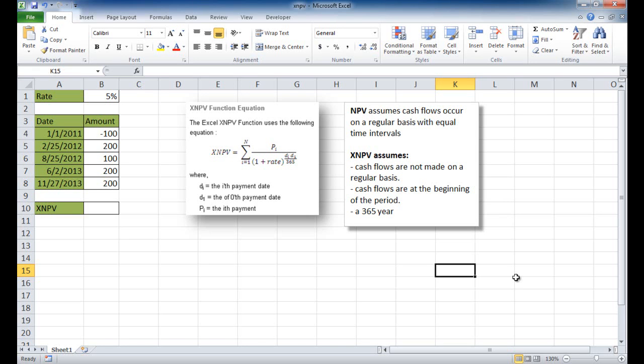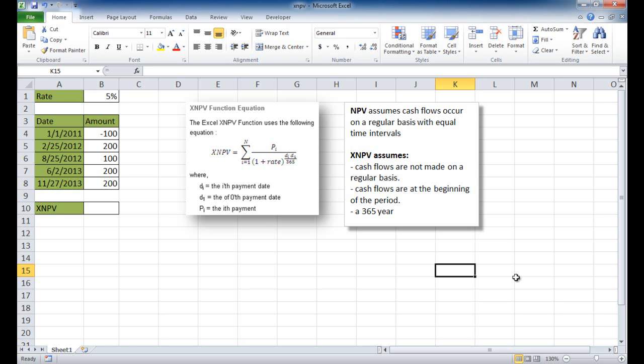Hi, in this session I'm going to show you how to use the XNPV function. Now the XNPV function is similar in concept to the NPV function, where you may be trying to estimate the present value of a particular project and seeing if the cash flows over the future years, whether that project is a good fit.